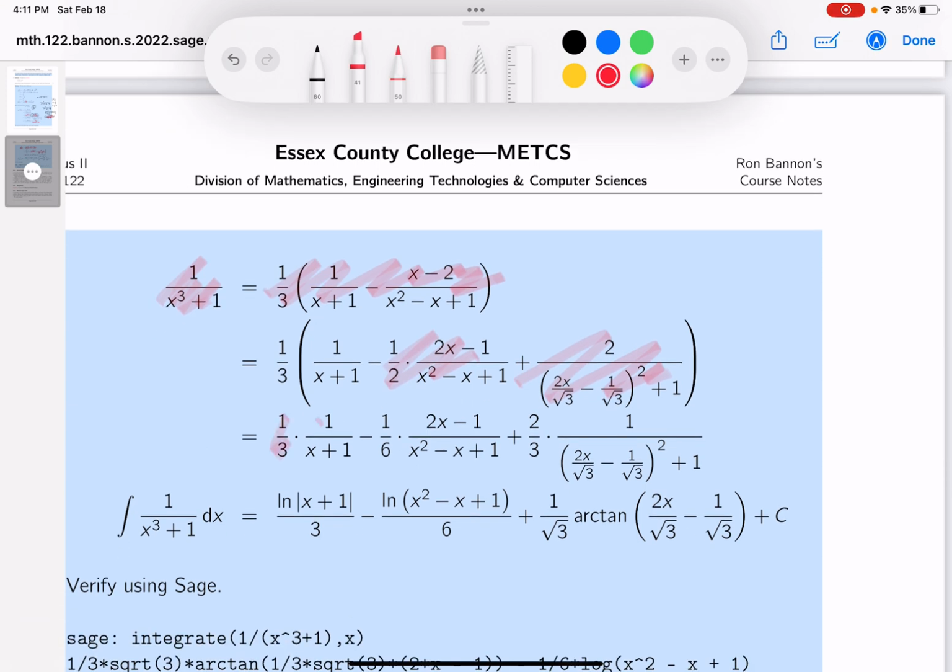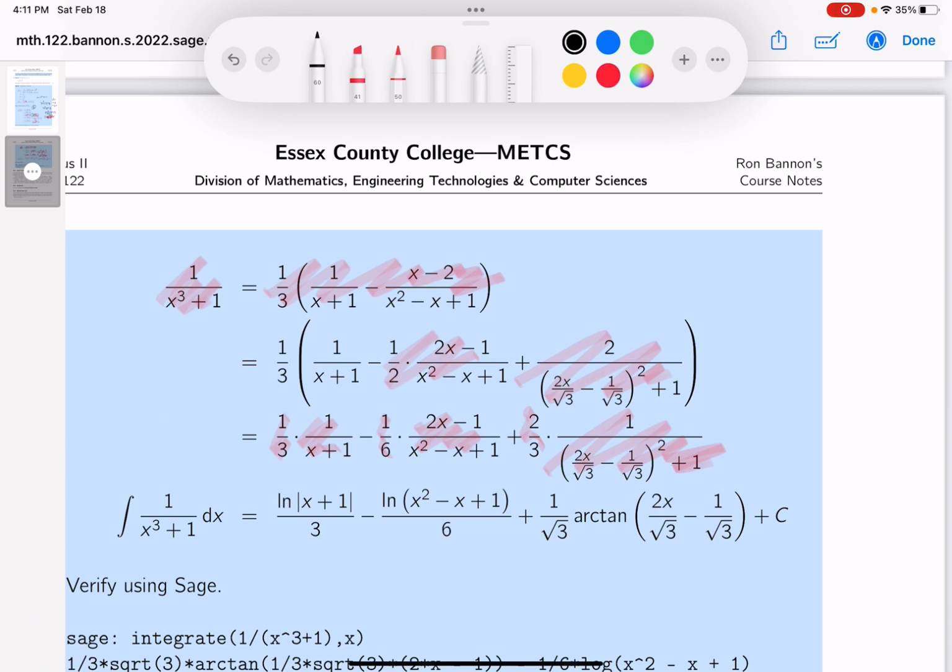All right, so 1/3 times the first one. 1/3 times a half is 1/6. That's not so bad. And then 1/3 times that last term is 2/3, this guy over here. I'm going to say that the first two integrations are relatively simple to do.